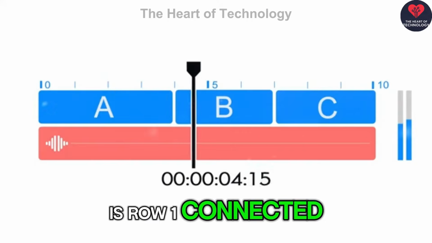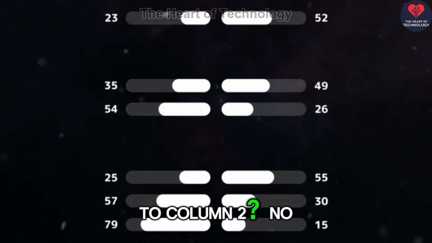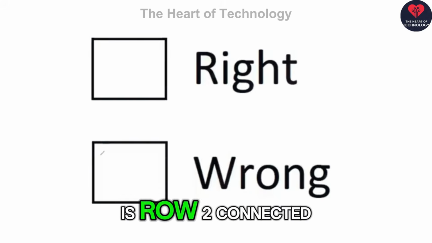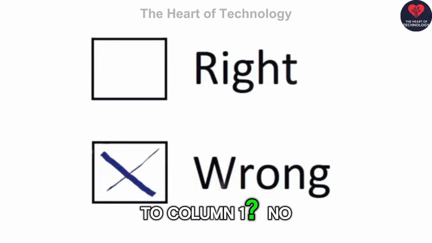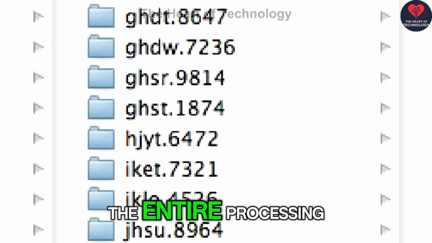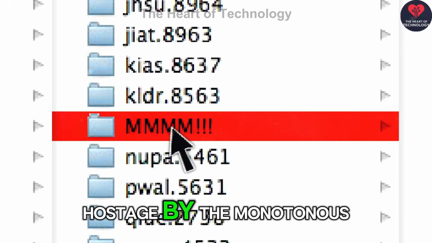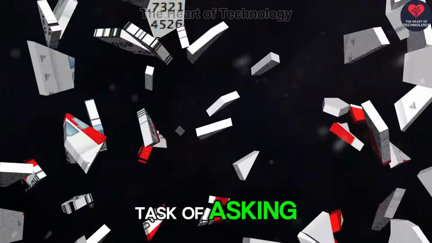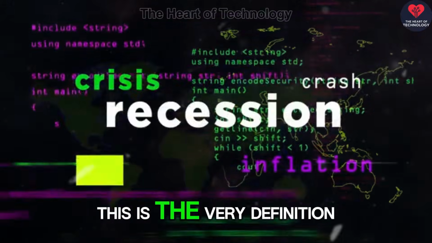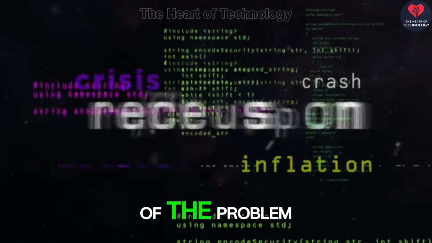Is row 1 connected to column 1? No. Is row 1 connected to column 2? No. Is row 2 connected to column 1? No. This scanning loop consumed precious CPU cycles. The entire processing power of the computer's brain was being held hostage by the monotonous task of asking, is a key pressed yet? How about now? Now. This is the very definition of micromanagement and the perfect illustration of the problem.